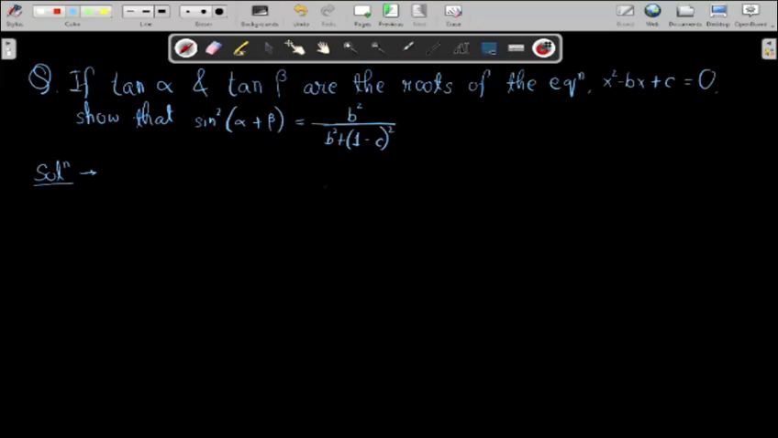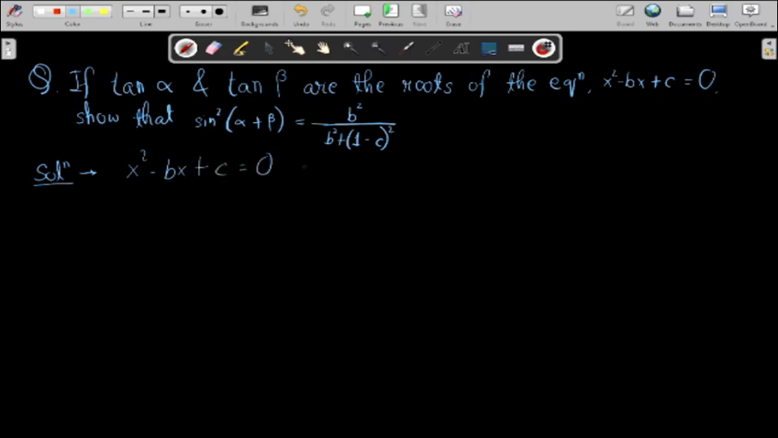Hello everyone. In this question, it is given that if tan alpha and tan beta are the roots of the equation x square minus bx plus c equal to 0, then show that sin square of alpha plus beta equal to b square divided by b square plus 1 minus c whole square. Okay. So the given quadratic equation is x square minus bx plus c equal to 0.